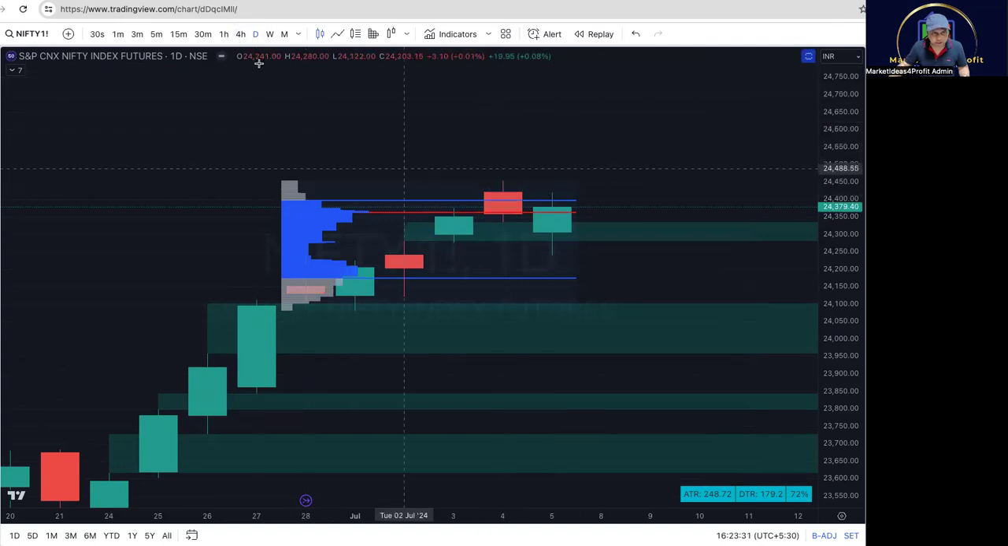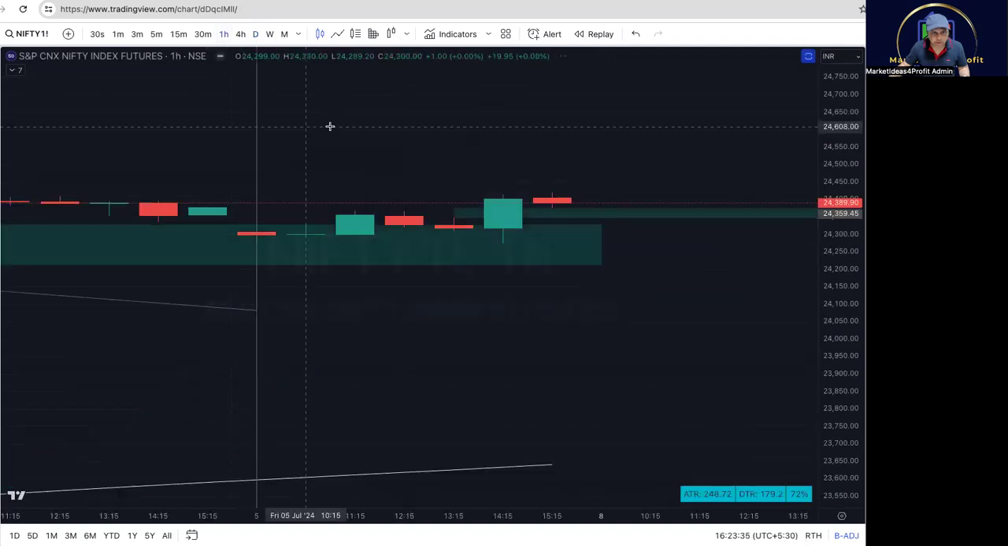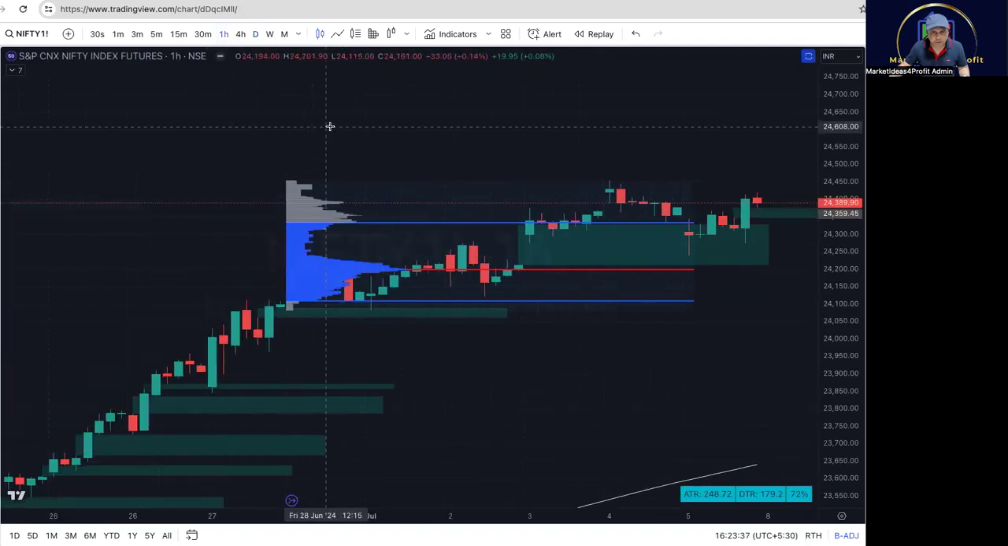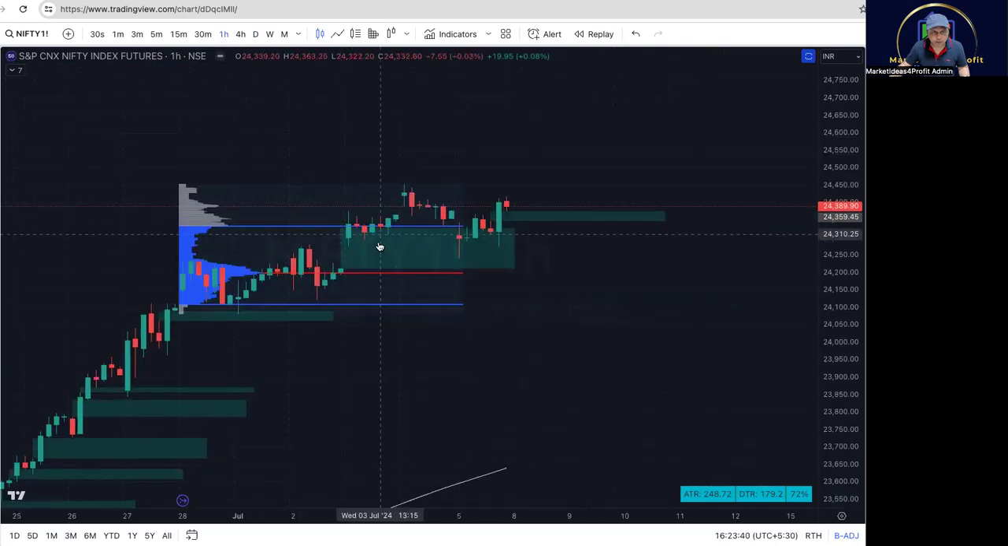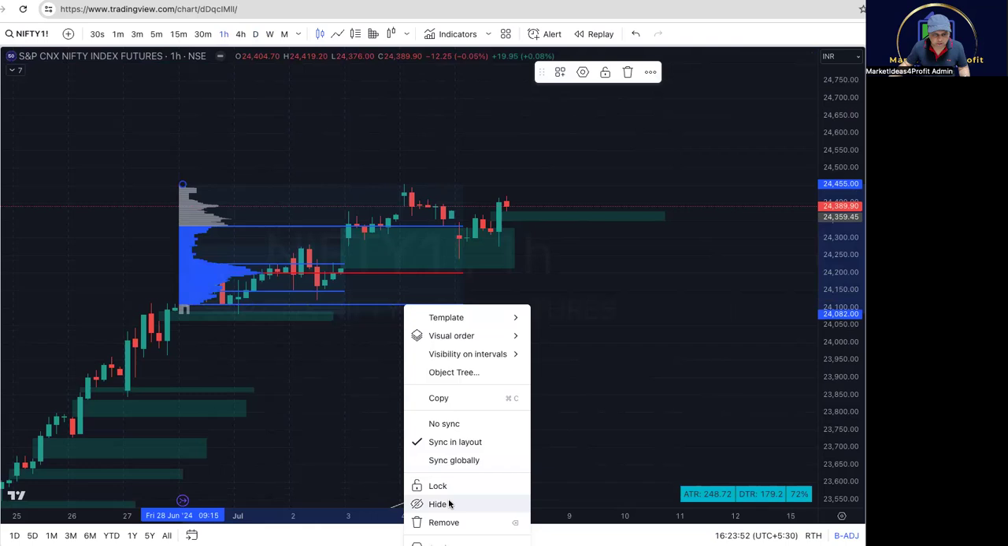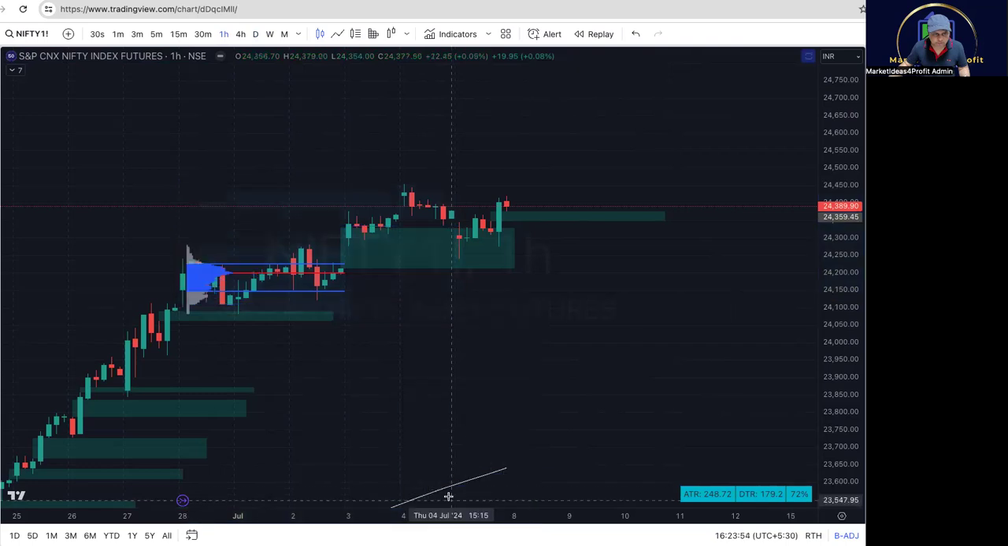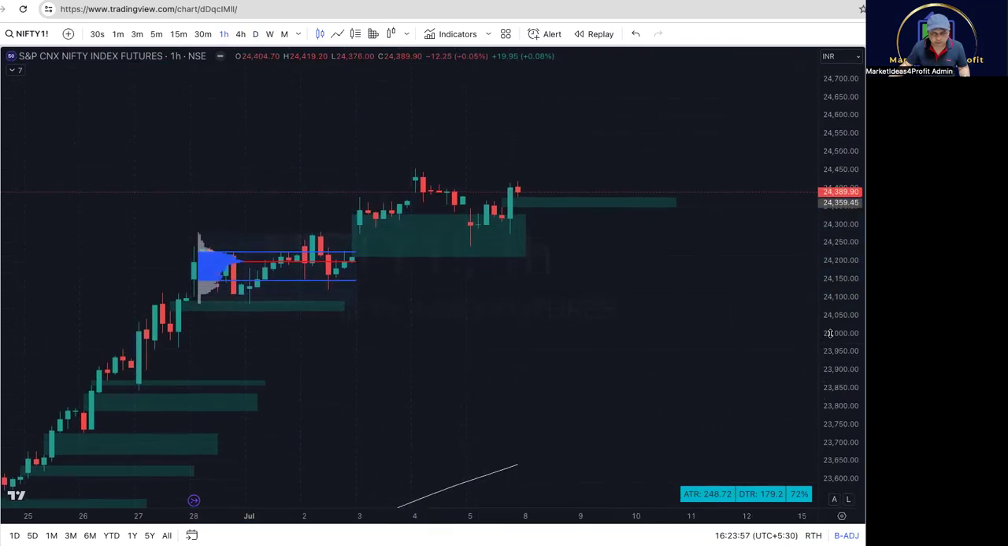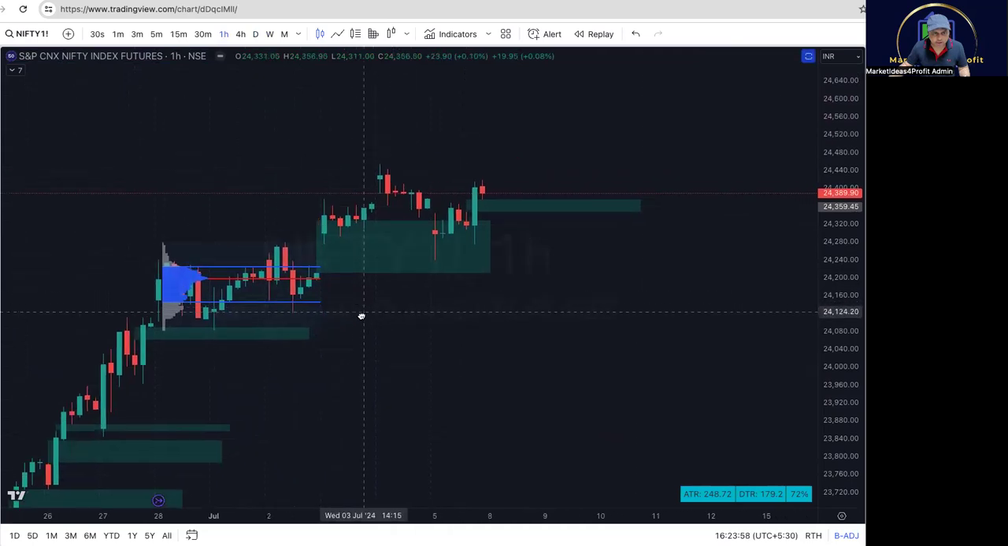So let's look at this in a lower time frame. Let's go to, say, 1 hour, and what do we see in 1 hour? On the 1 hour, we have gone from a lower area of value. This is one area where there was some equilibrium. So I'm going to hide the volume profile on the higher time frame, which was the 1 day, and now we're at the 1 hour volume profile tool.